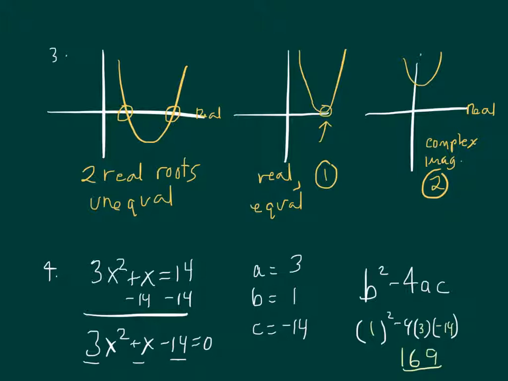Since this number here, the discriminant 169, is a perfect square, the roots will be rational. So here we have rational, real, and unequal roots. If the discriminant here was a non-perfect square, like 165, we would have irrational, real, and unequal roots. So this would just be choice 3.